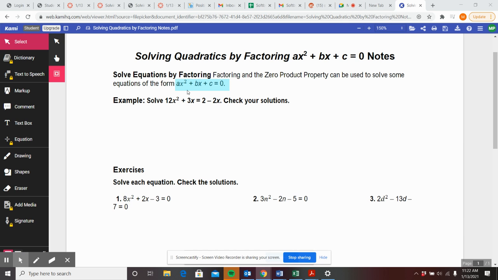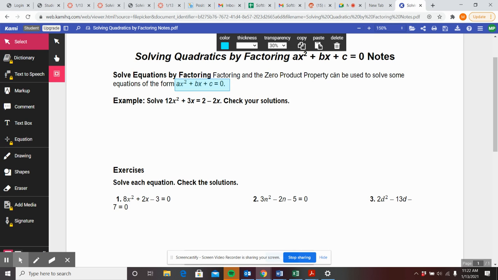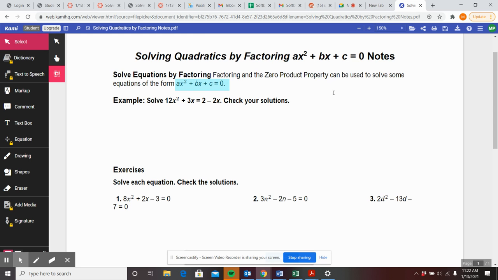Okay, so to solve quadratics by factoring, you have to make sure it's in standard form, which is ax squared plus bx plus c, and it's got to be set equal to 0. Anytime it's set equal to 0, that's when you know we're going to solve instead of just factor. Okay, so we're going to look at number 1.